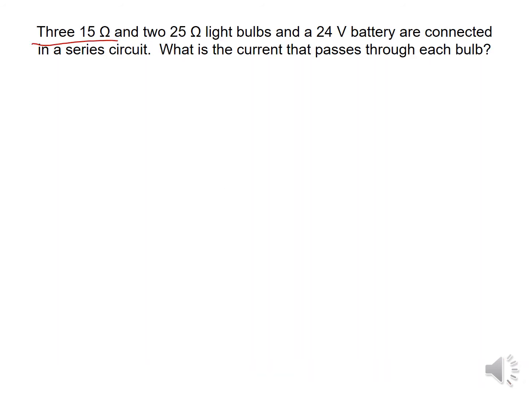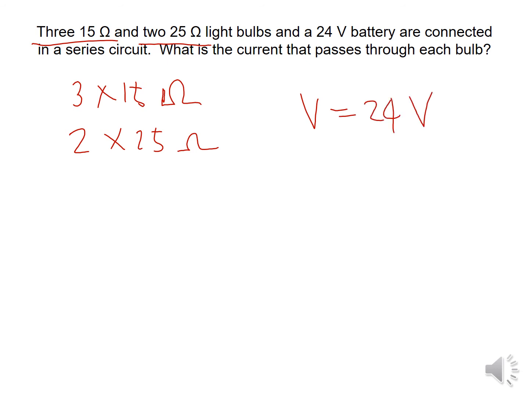315 ohms. 315 ohms. And 225 ohms are light bulbs. So they are light bulbs. They are connected in series with a 24 volts battery. Okay, they are connected in series, and then the value of the voltage is 24 volts. So we need to get the current that passes through each bulb.